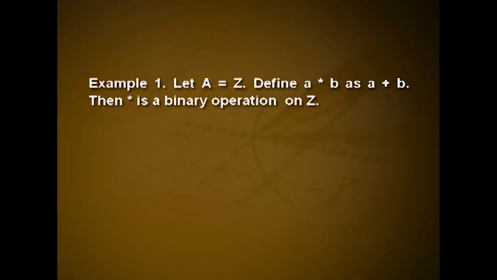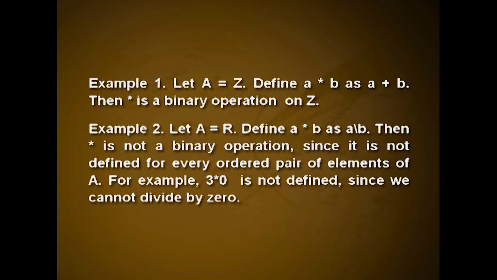Let A be the set Z, the set of all integers. Define a star b as a plus b. Then star is a binary operation on Z. Another example. Let A be the set R, the set of all real numbers. Define a star b as a divided by b. Then star is not a binary operation since it is not defined for every ordered pair of elements of A. For example, 3 star 0 is not defined since we cannot divide by the element 0.